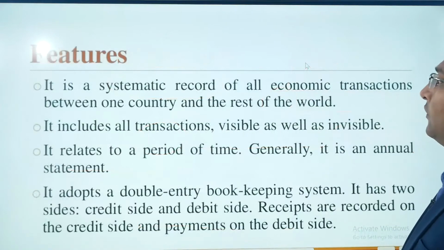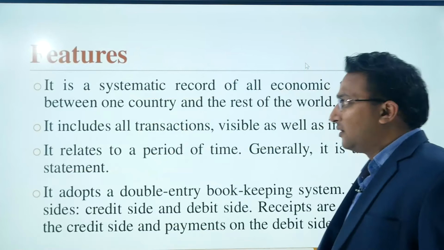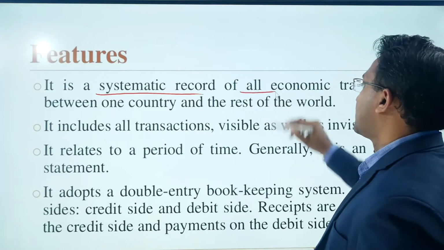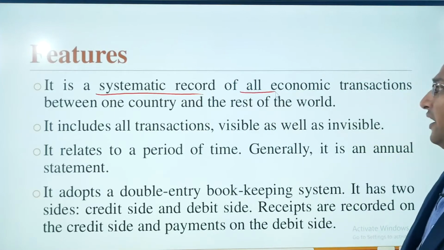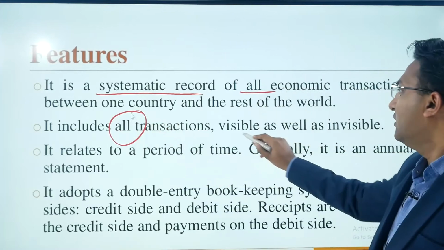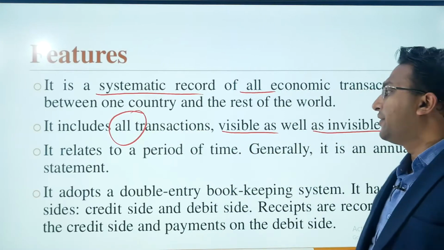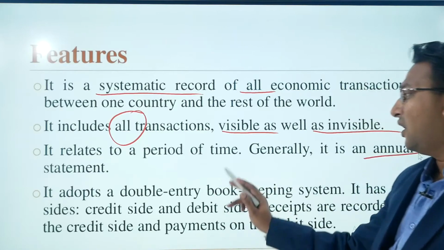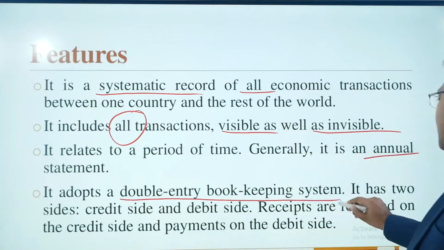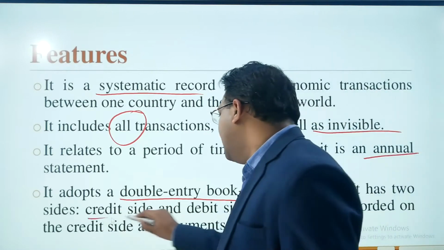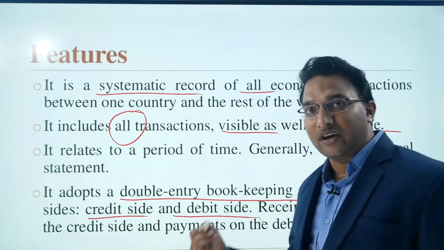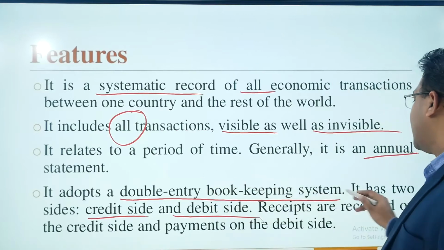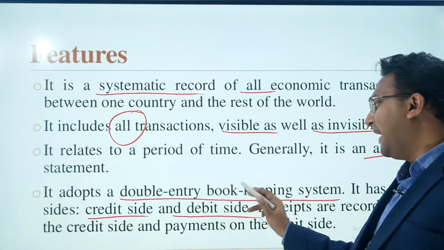Next, what are the important features of balance of payment? First of all, it is a systematic record of all economic transactions between one country and the rest of the world. It includes all transactions, including visible as well as invisible. It relates to a period of time, generally on an annual basis. It adopts the double entry bookkeeping system. It has two sides, credit side and debit side. So please be attentive over here, and understand this thing very carefully.